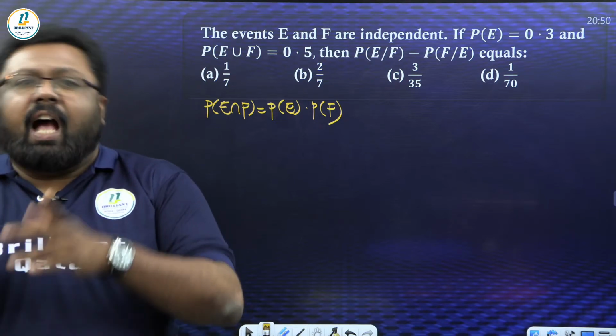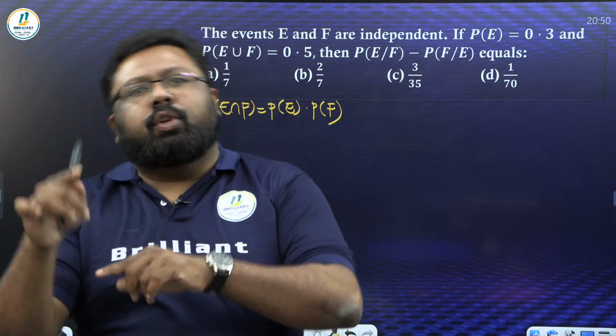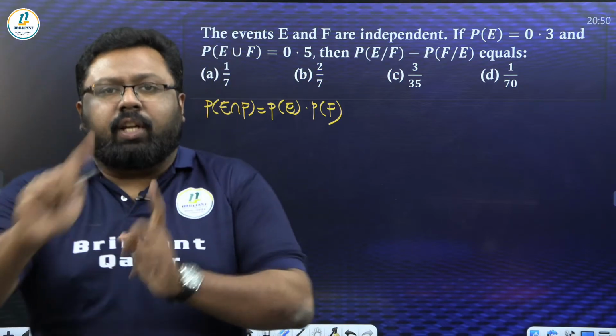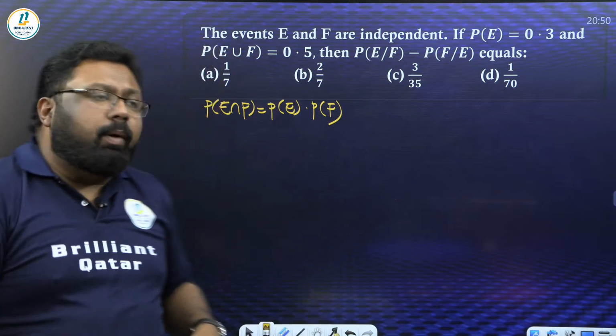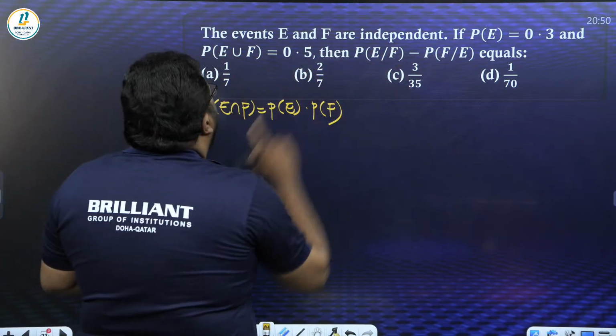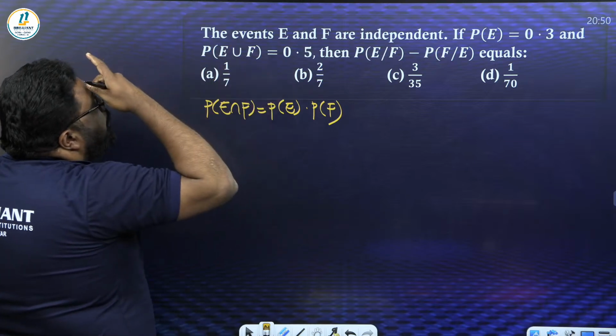If E dash and F dash are independent, then P of E dash into F dash. If E dash and F are independent, then P of E dash into P of F. So this property will apply for any events. So P of E is 0.3, P of E union F is 0.5.